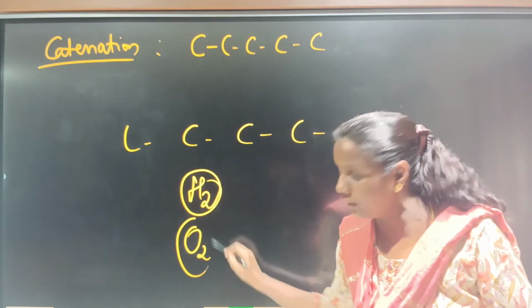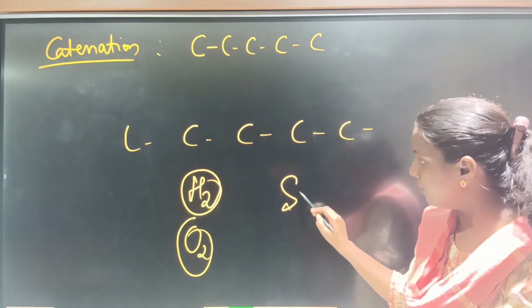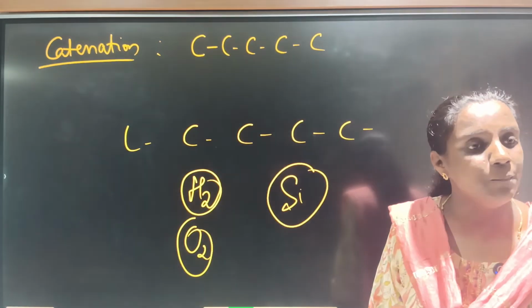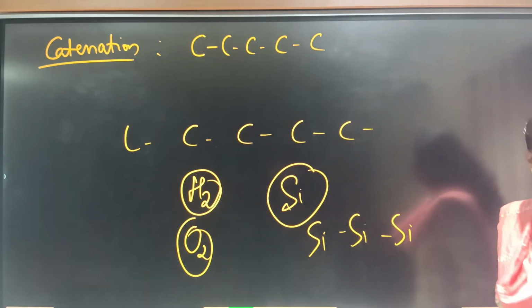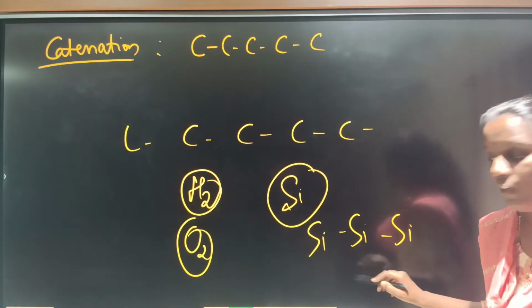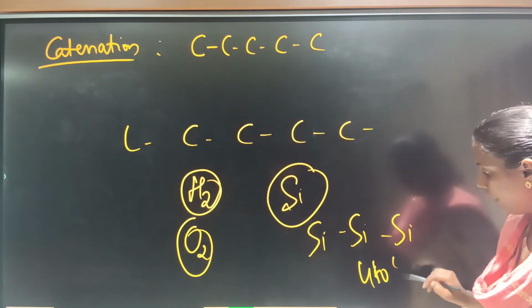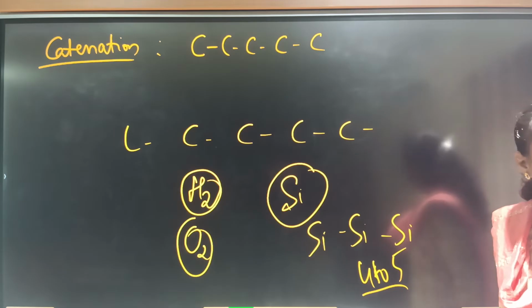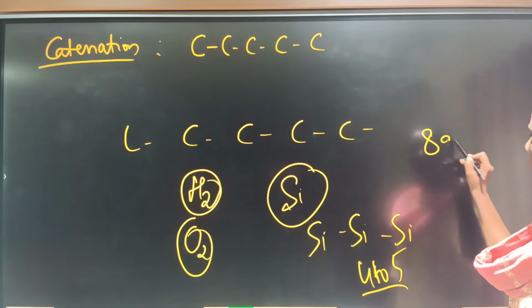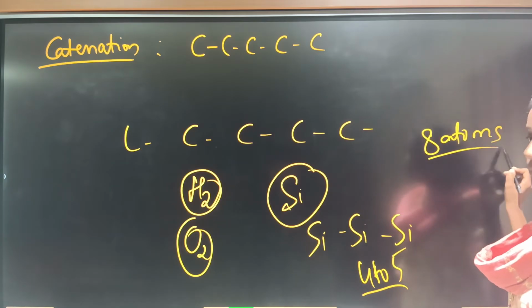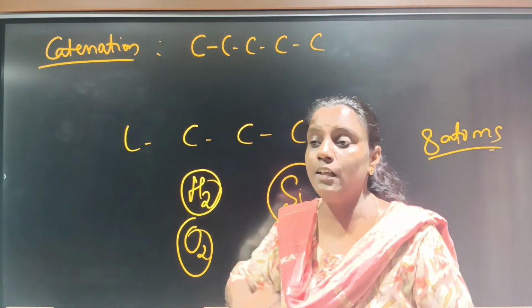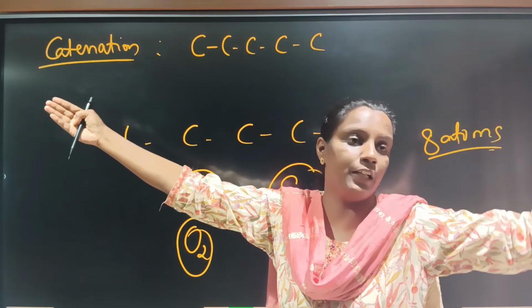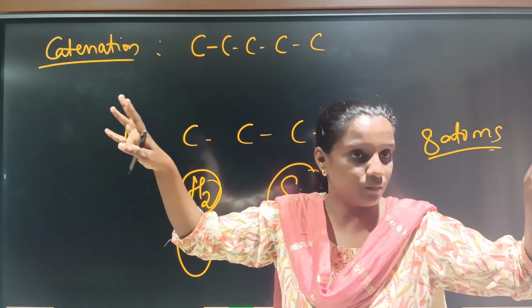Oxygen builds with the same thing. Silicon can also build with the same element, Si. But it can only build up to 4 to 5 atoms, maximum 8 atoms. But when you take carbon, it can build up to 60 carbon atoms.